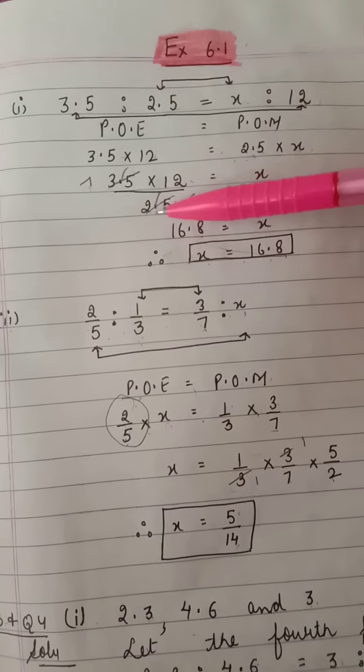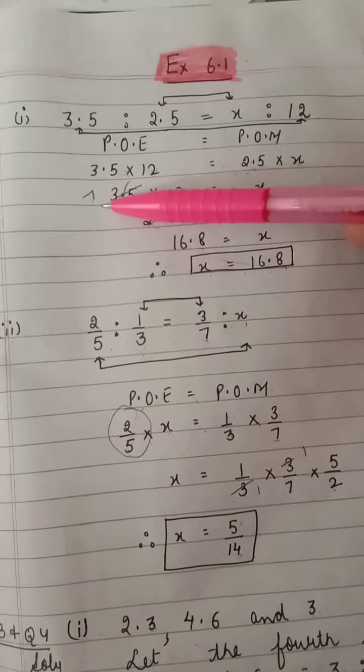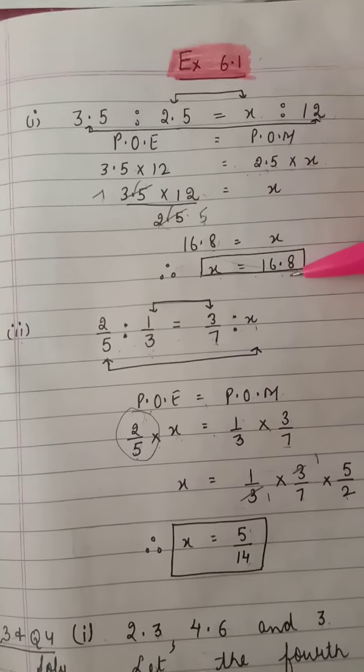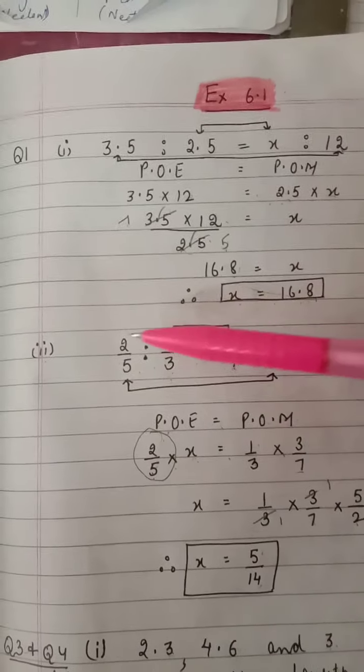Decimal removed. We'll cut it with 5. 5 5s are 25. 5 7s are 35. 7 12s are 84. And 84 divided by 5 is equal to 16.8. Therefore, the value is 16.8. Next part.